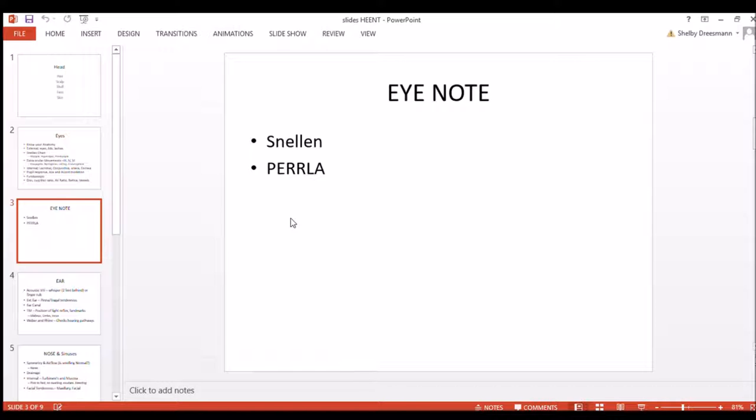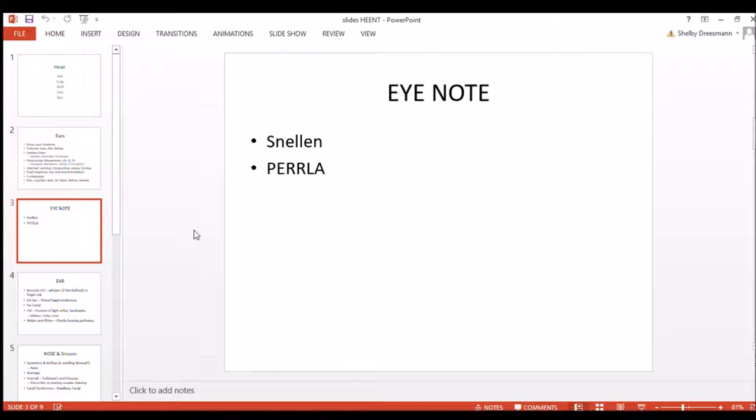Presbyopia is loss of elasticity in the lens from being older. You should note any hesitating, squinting, leaning forward, blinking, facial expressions.